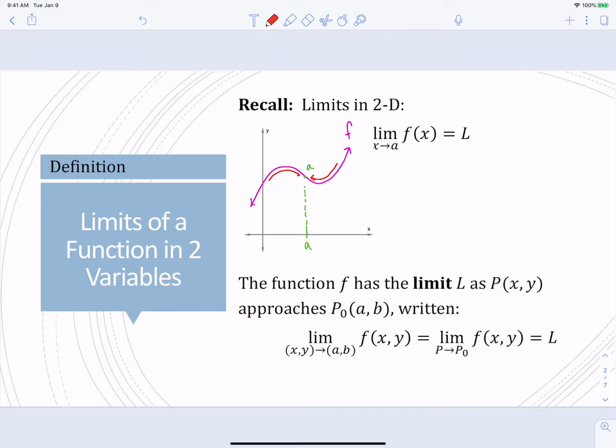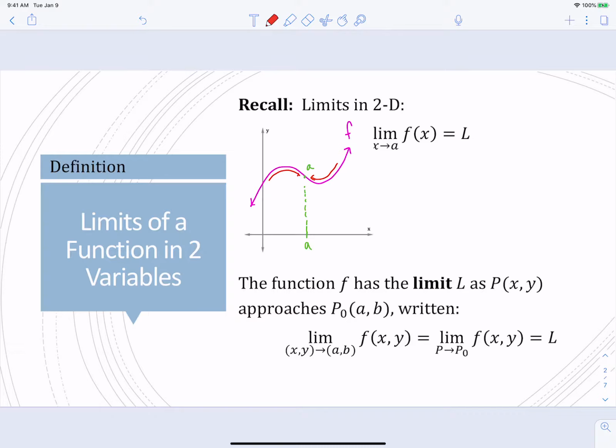So walking along that graph, are we getting close to some output? And are we getting close to the same output from the left and the right? So it's again that we're making how far away we are from A as small as possible, and we're getting closer and closer to L. So that's what it means for our limit to exist.